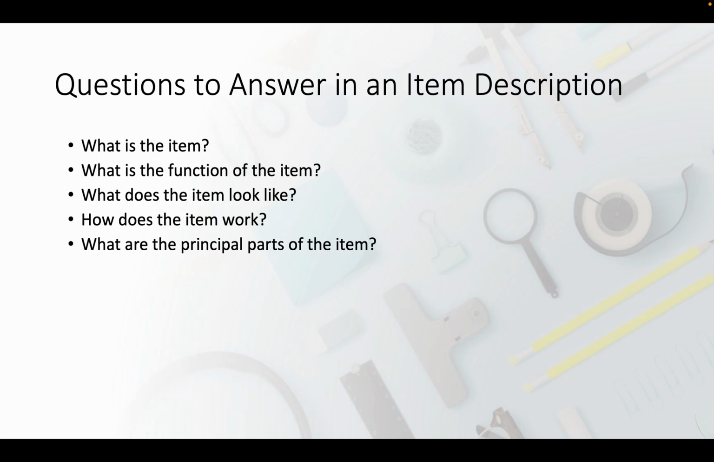So if you're describing an item, here are some questions that you might want to consider or answer in an item description. What is the item? Or idea, or concept, or process. I used item here, but really any of those will work. What's the function of the item? What does it look like? How does it work? And what are the principal parts of the item?